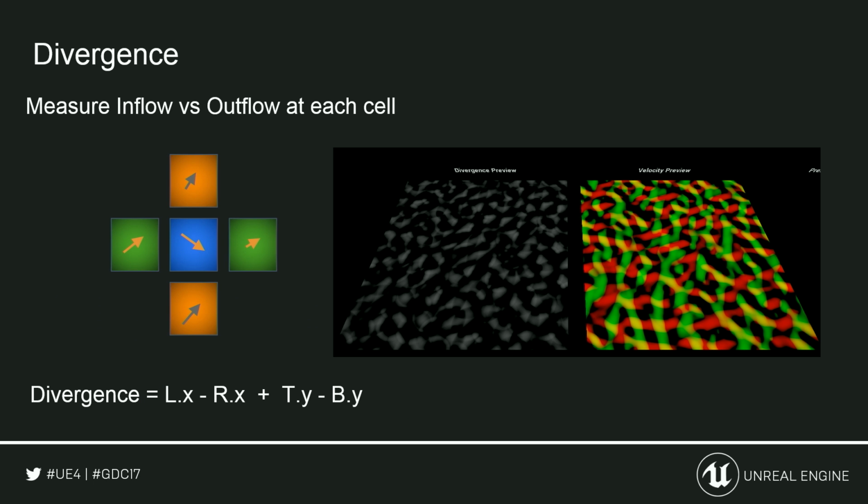So divergence, I mentioned before, is just a measure of inflow versus outflow at each cell. And calculating it is pretty simple. Again, I'm going to be using this little 4 neighbor grid diagram to explain a lot of things. Say we have the center texel, which is the blue one. The divergence is basically the x component of the left cell minus the x component of the right cell plus the y component of the top cell minus the y component of the bottom cell. In simple English terminology, we figure out how much fluid's flowing this way, and we figure out how much fluid's flowing this way, and we just add those up. And if they equal 0, we have no divergence, but typically there'll always be some slight non-zero component.